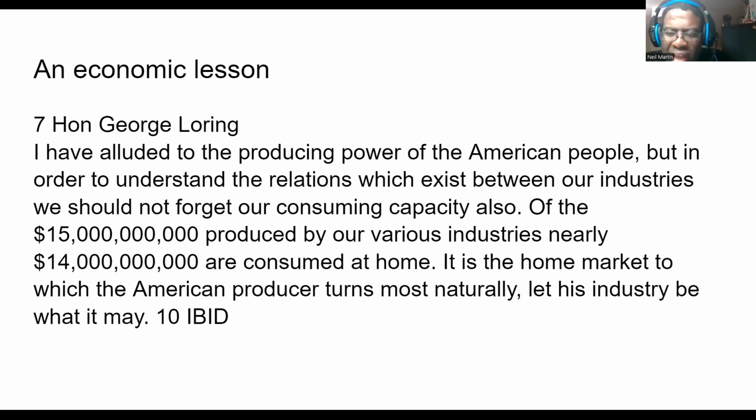The market that the British wanted the most was the American market. And why did they want the American market so much? Because of the base of consumption and purchasing power that the United States of America had. If the United States of America is producing $15 billion worth of manufacturing product and consuming $14 billion of that, think of the domestic commerce that is going on. The domestic commerce must be huge, right?